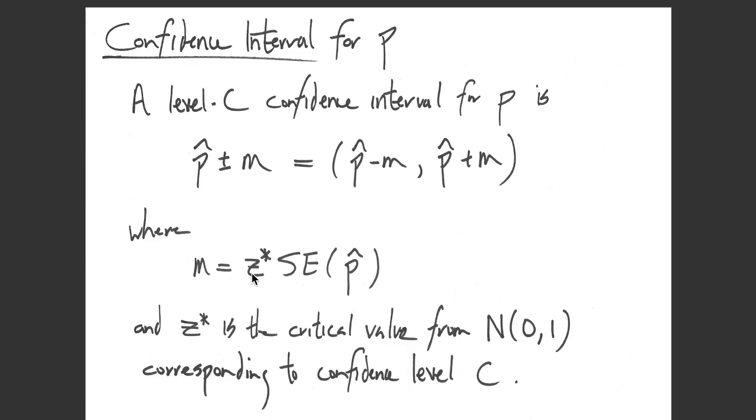And z star comes from the standard normal distribution. It's that critical value from the standard normal distribution corresponding to the confidence level C. So we don't use the t-distribution here when doing inference for proportions. And that's essentially because in a proportion problem, the basic variable is categorical, and so there's no standard deviation associated with it. We only use the t-distribution when there's an unknown standard deviation that we have to contend with.